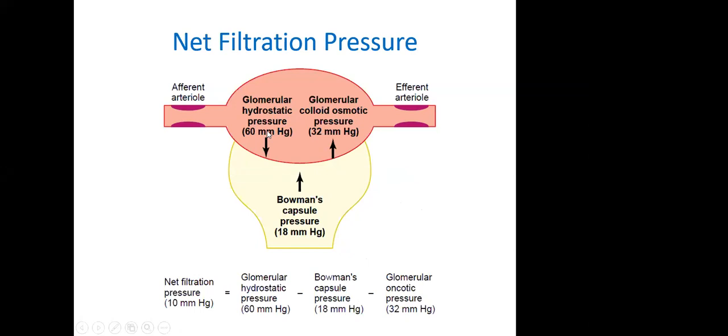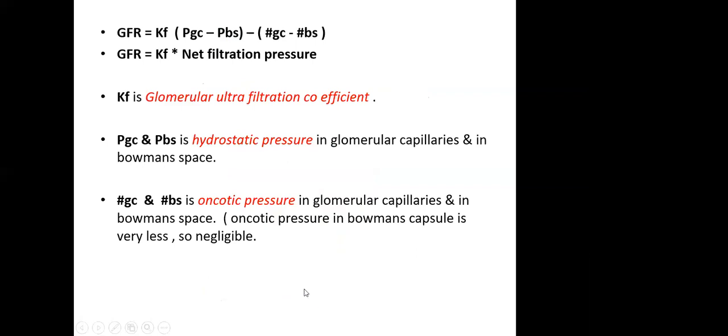Normally, hydrostatic pressure in the glomerulus will be 60 mm of mercury, their oncotic pressure will be 32 mm of mercury, and Bowman's capsule hydrostatic pressure is 18 mm of mercury. It is calculated by this formula. As I already told, GFR is K, the coefficient constant, times the difference between the hydrostatic pressure of the glomerulus and Bowman's capsule, minus the difference in the oncotic pressure of the glomerular capillaries and Bowman's capsule.